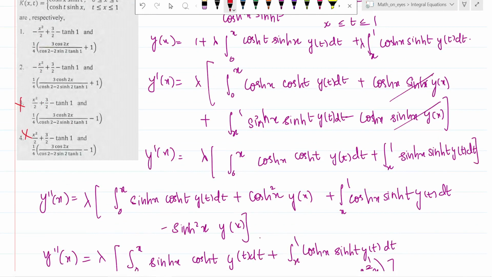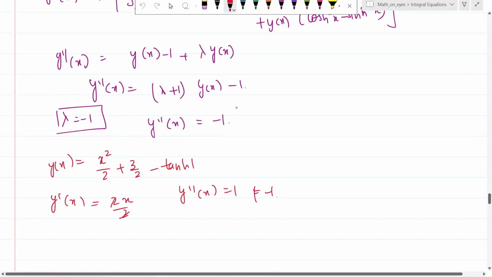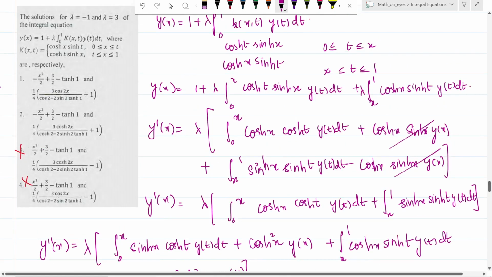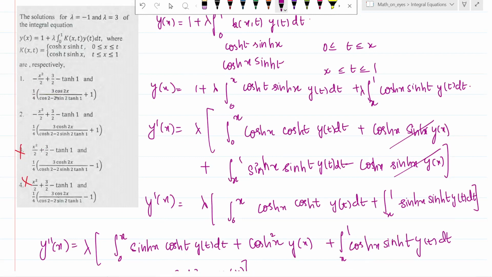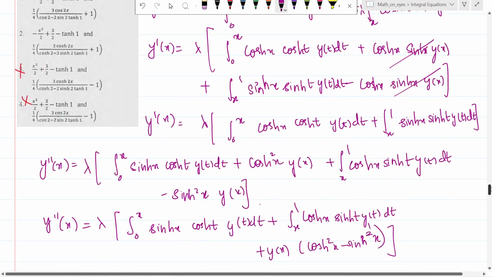We will also find for lambda equal to 3. Now, when I put lambda equal to 3 here, what will happen? Y double dash of x is equal to 4 times y of x minus 1. This is what we need. Now, the given solution y of x, for the first option, is 1 by 4 into 3 cos 2x divided by cos 2 minus sin 2 into tan h1 plus 1. Everything is constant over here. Only this 3 cos 2x is the variable.